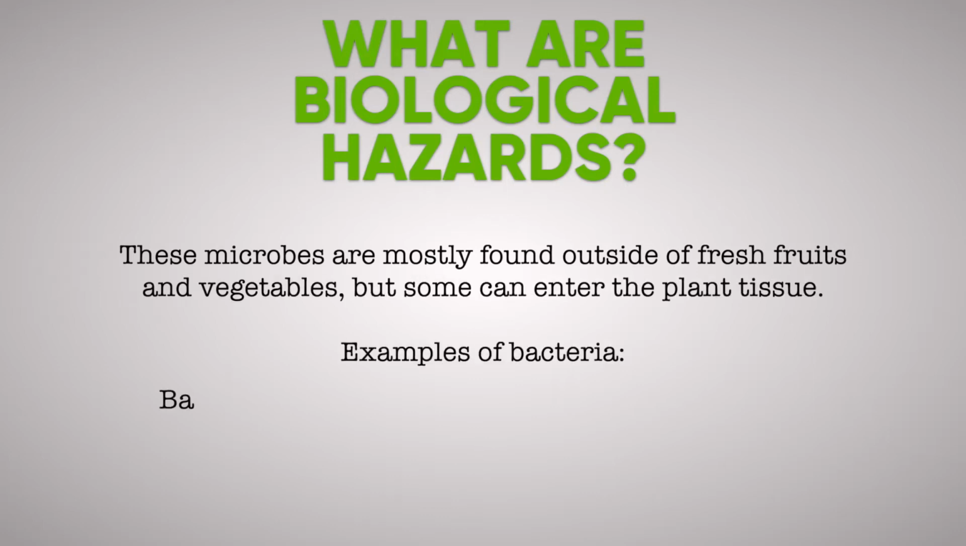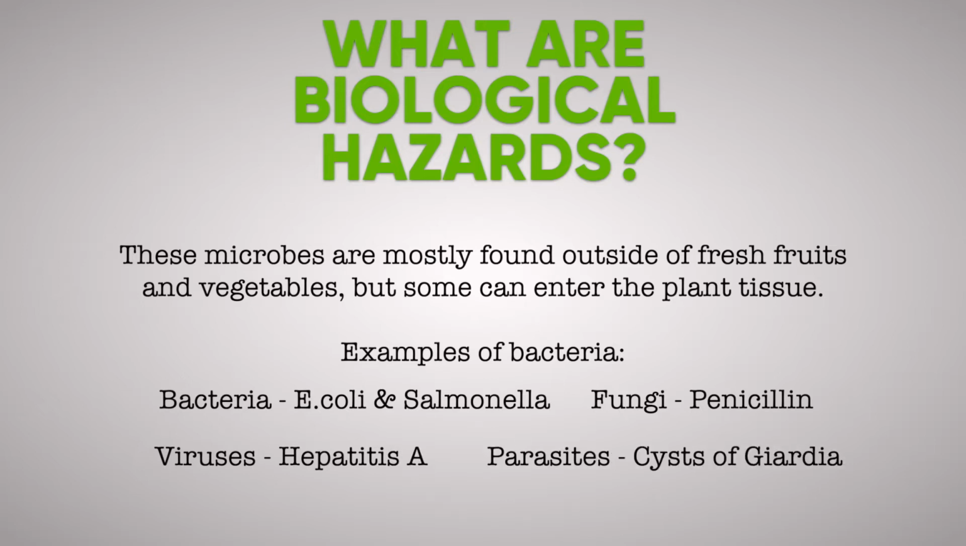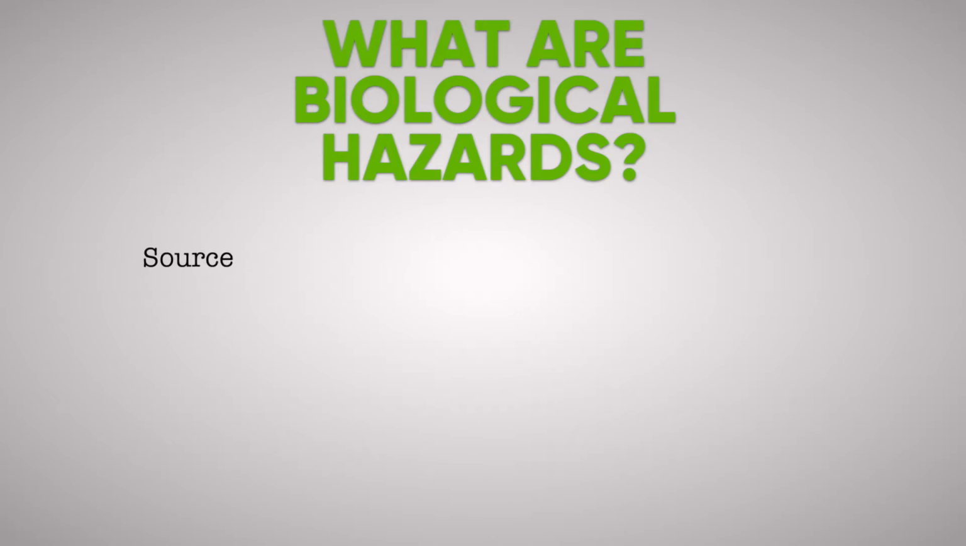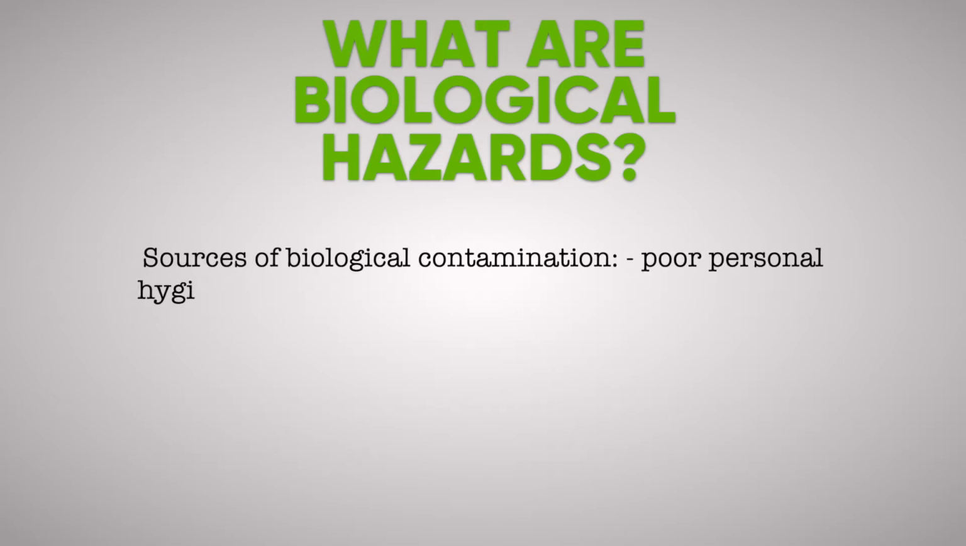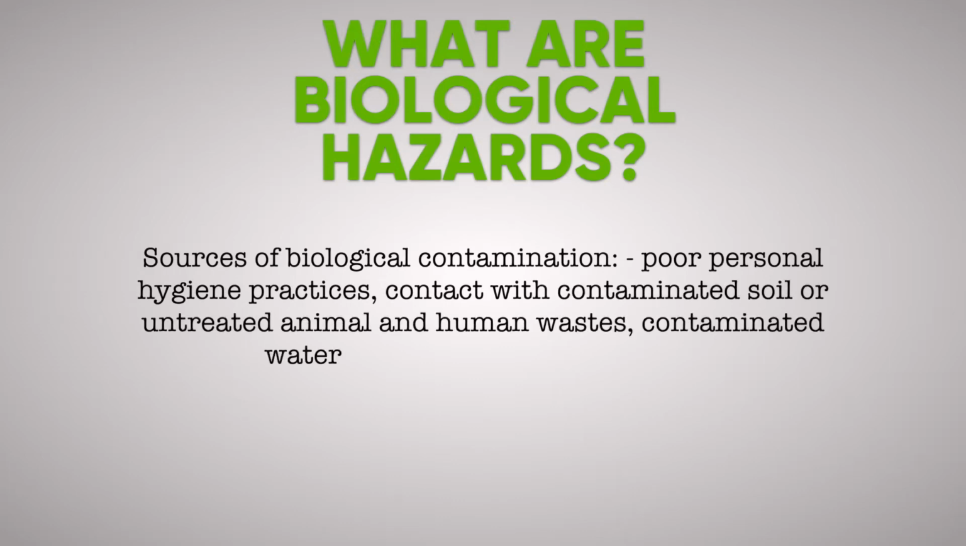For example, bacteria such as E. coli and Salmonella, fungi such as penicillin, viruses such as hepatitis A, and parasites such as cysts of Giardia. Sources of biological contamination can come from poor personal hygiene practices such as coughing and not washing hands properly or regularly, contact with contaminated soil, untreated animal and human waste, or contaminated water used for handling produce.